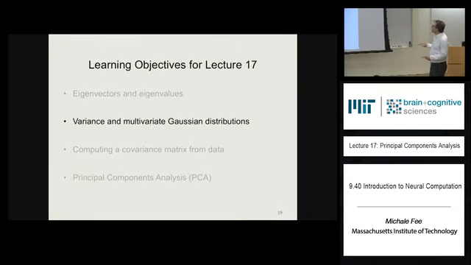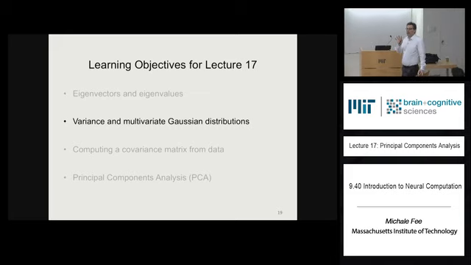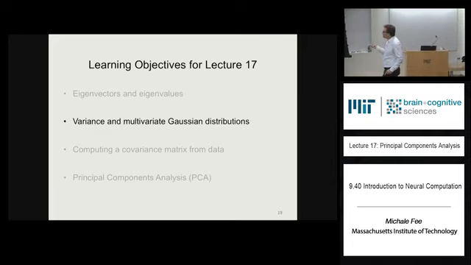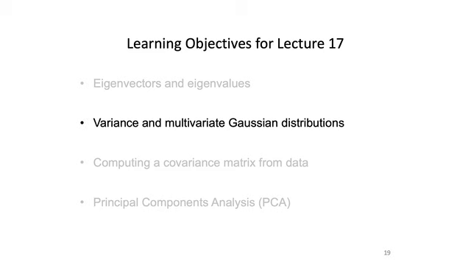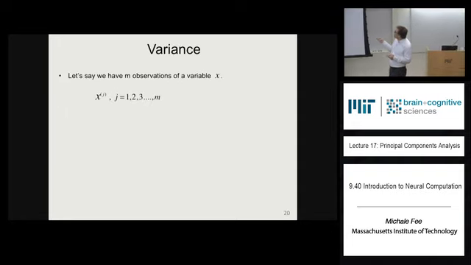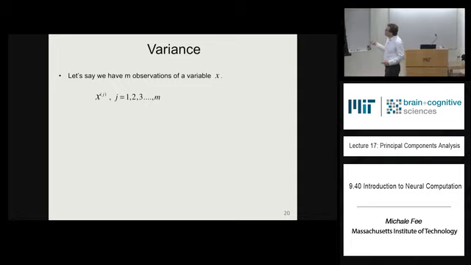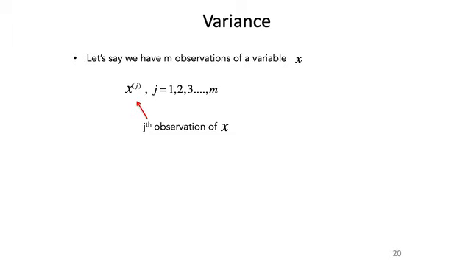No? All right, so let's turn to how you use eigenvectors and eigenvalues to describe data. I'm going to briefly review the notion of variance, what that means in higher dimensions, and how you use a covariance matrix to describe data in high dimensions. Let's say that we have a bunch of observations of a variable x. This is just a scalar. We have m different observations. X superscript j is the jth observation of that data.